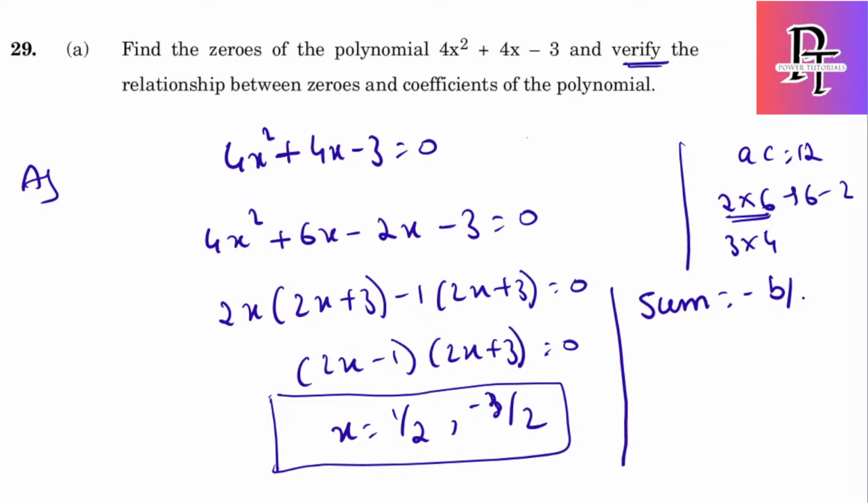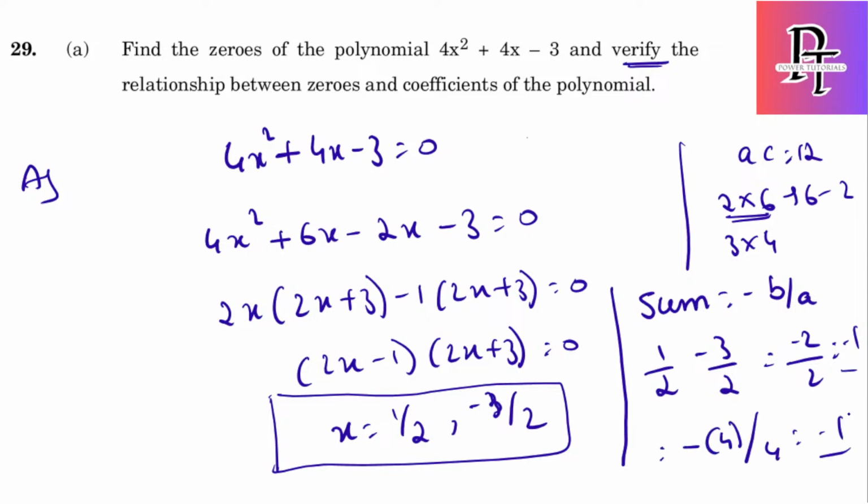So let's check the sum and product in the next slide. Sum: 1 by 2 minus 3 by 2. What is 1 by 2 minus 3 by 2? Minus 2 by 2, which is minus 1. Now minus b by a. What is the b value? B value is 4 and a value is 4, so 4 by 4 is again 1. So minus 1 is satisfying. In the same way, I will write the product form here.